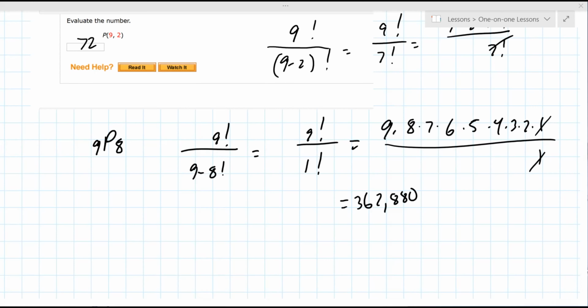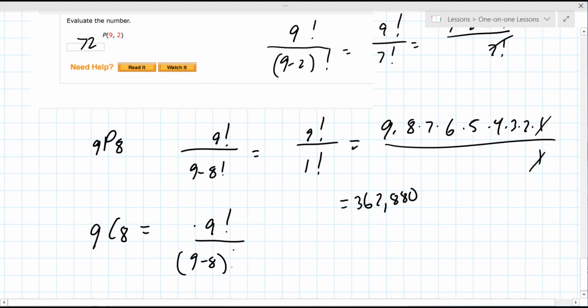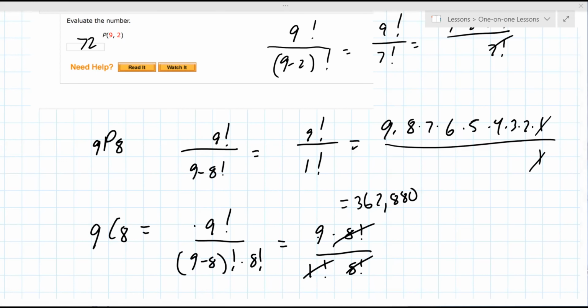Doesn't like that. Oh, it's C. I'm so sorry. It's 9C8. So that's 9 factorial over 9 minus 8 factorial times 8 factorial. So it ends up just being 9 times 8 factorial over 8 factorial, and this is 1 factorial. So those cancel. That's 1. So it ends up being just 9. And that does it there. So the only one that's kind of remaining is that 7-3 question.